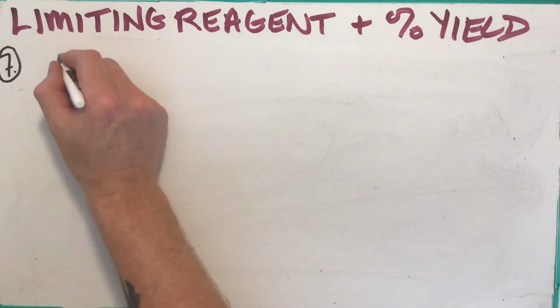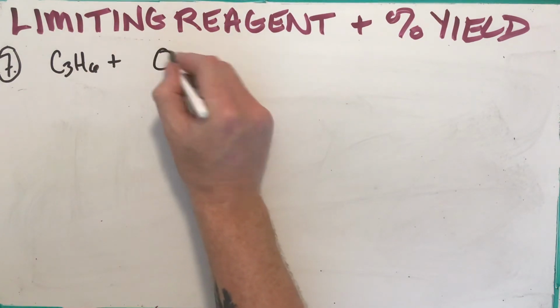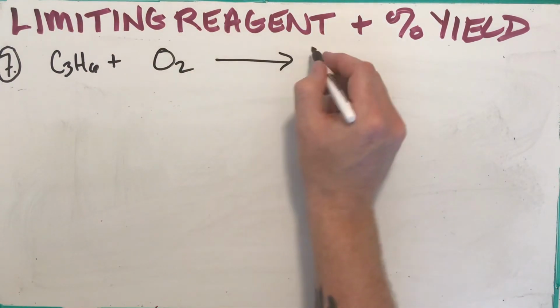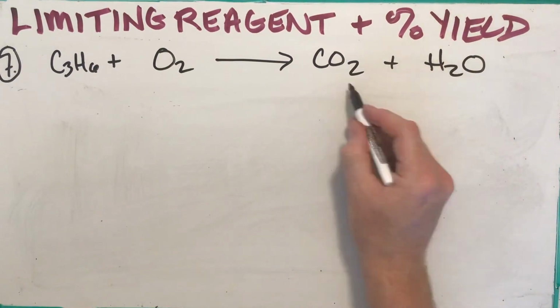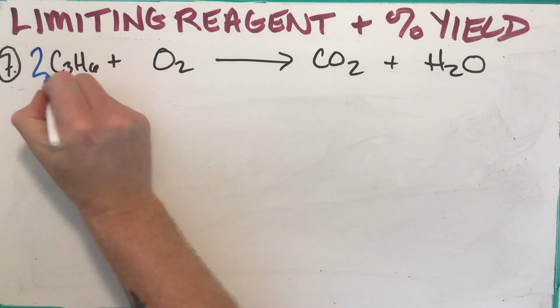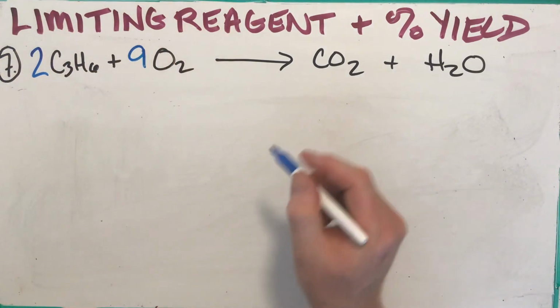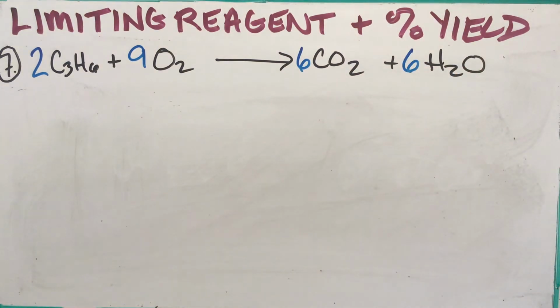All right, number 7, C3H6. So it takes a hydrocarbon. Looks like a complete combustion reaction. And I know it's complete combustion because I only have carbon dioxide and water. I don't have any solid carbon. I don't have any carbon monoxide. So, got to balance this one off. 2, 9, 6, and 6.